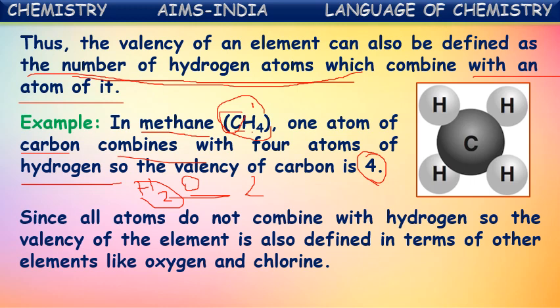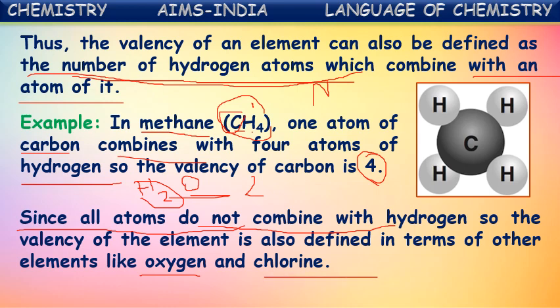But all atoms do not combine with hydrogen. Suppose the NO2 molecule: nitrogen combines with hydrogen forming NH3, ammonia, but nitrogen also combines with oxygen, where there are no hydrogens. Then how do we define that? That is what we are explaining here. All atoms do not combine with hydrogen, so the valency of an element is also defined in terms of other elements like oxygen and chlorine.